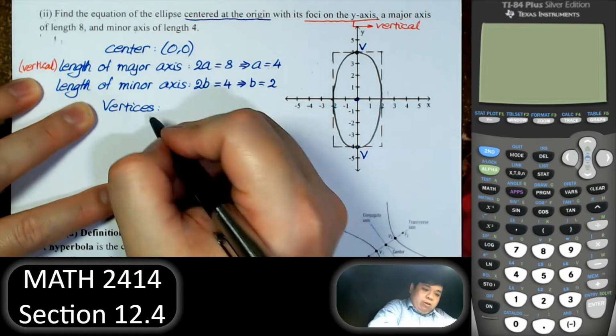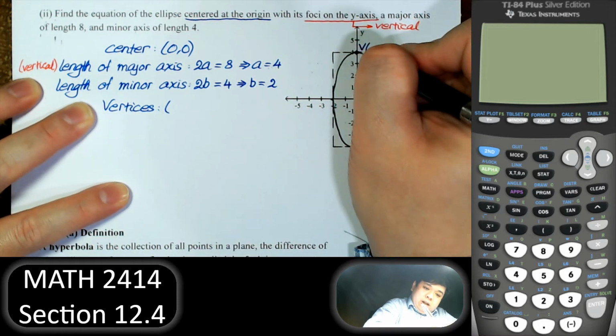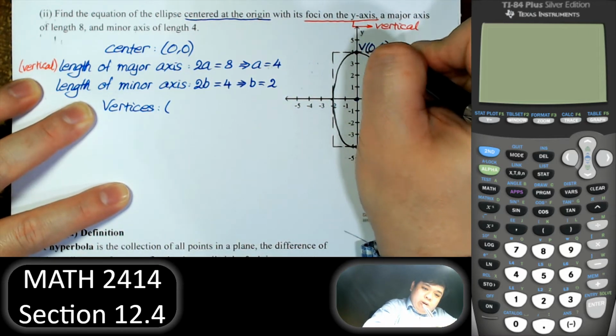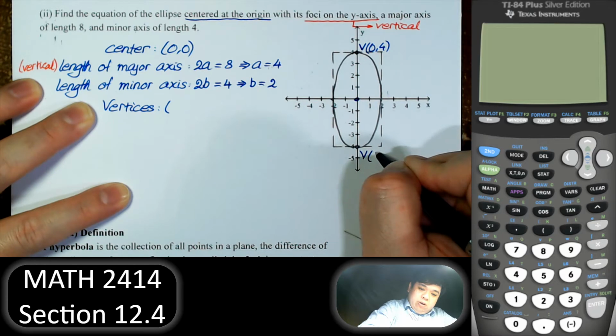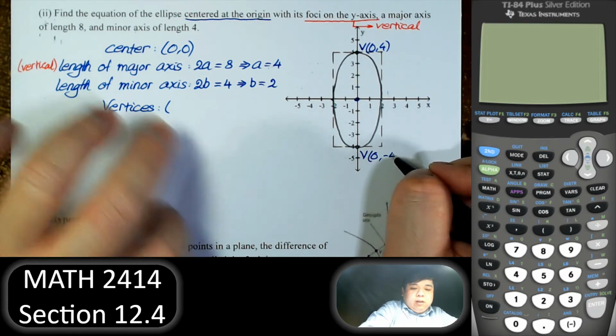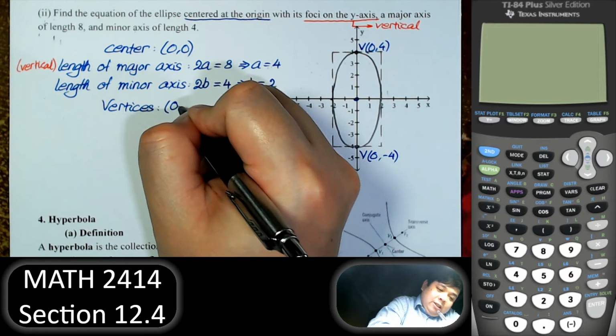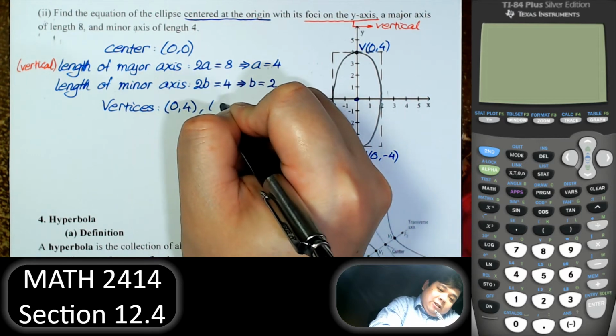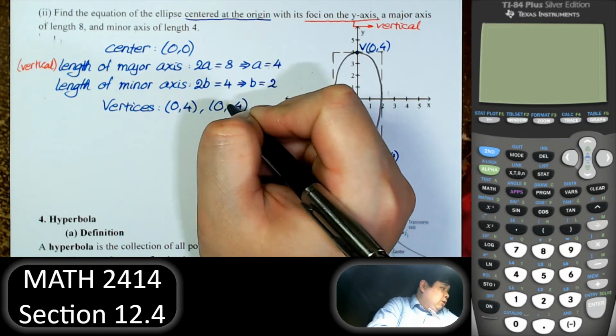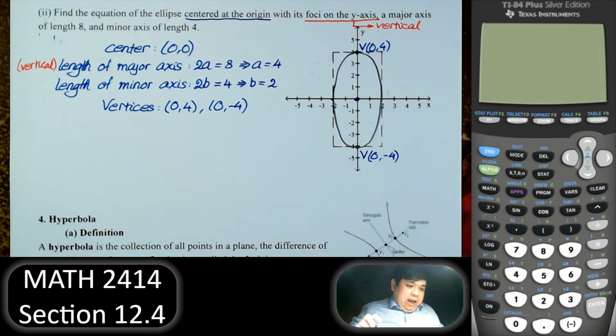For up, for down, so the corner will be x equal to 0, y equal to 4, and x equal to 0, y equal to negative 4. Negative 4, yes. For up, for down.